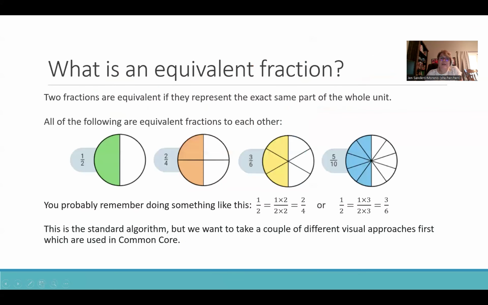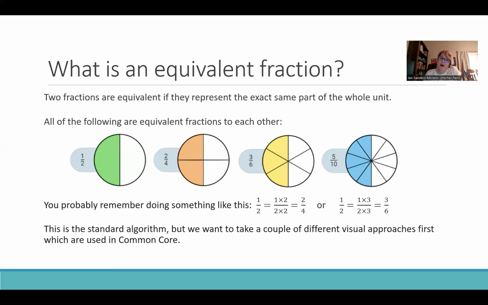So what is an equivalent fraction? Two fractions are equivalent if they represent the exact same portion of the whole unit. So as you can see, every single one of those pictures that you see before you, the 1/2, 2/4, the 3/6, 5/10, are all representing the same amount of the one whole unit. So 5/10 is equivalent to a half. 3/6 is equivalent to a half. And there's lots of things that are equivalent to half. These are just 4 examples.